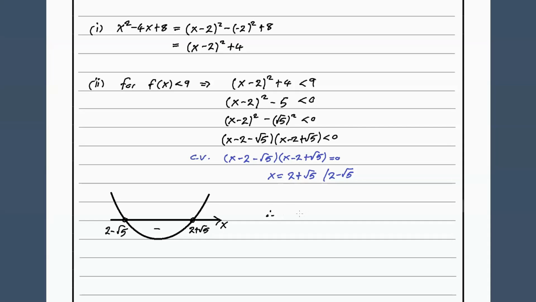So therefore, the solution is 2 minus root 5 to 2 plus root 5. So this is the solution right here. And that's how we do it right here.